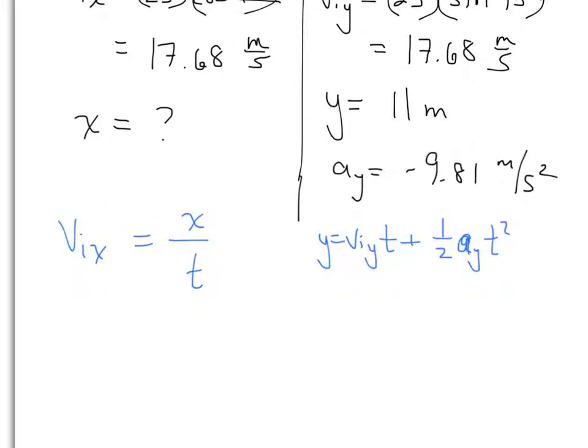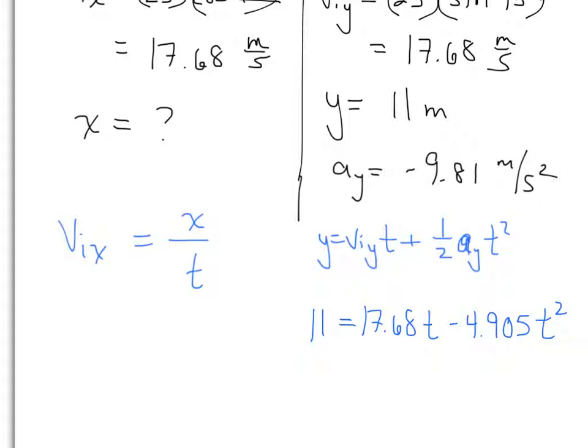Let's plug in what we know. We know that the height is 11 meters. V_iy is 17.68. Half of negative 9.81 is negative 4.905 t squared. Now do you realize why when we did this in class with the quadratic, I kept using this as the coefficient? Because I thought you would see it later on. That's why we had this number. I didn't randomly pick it.